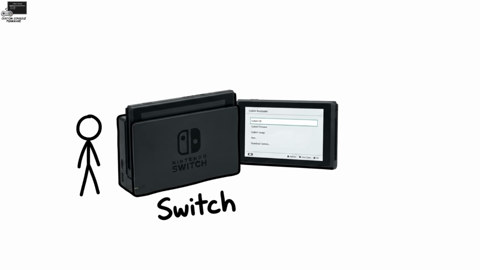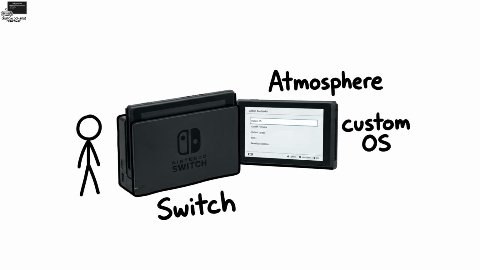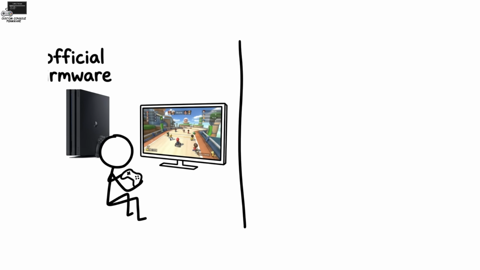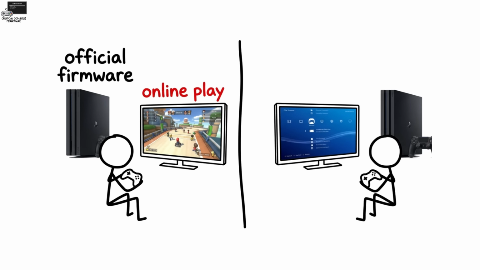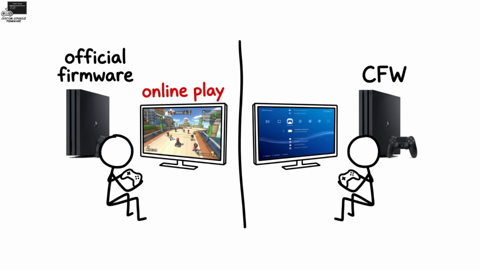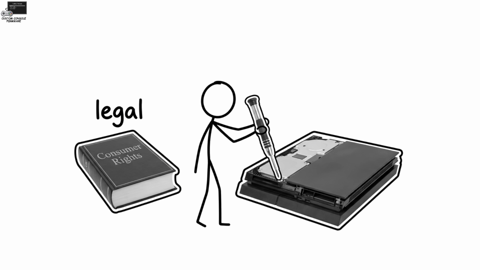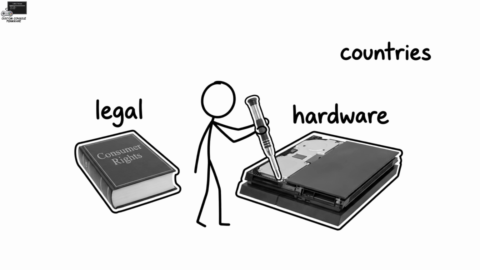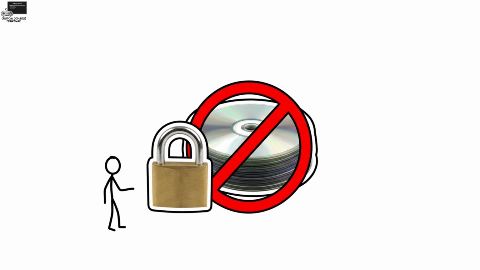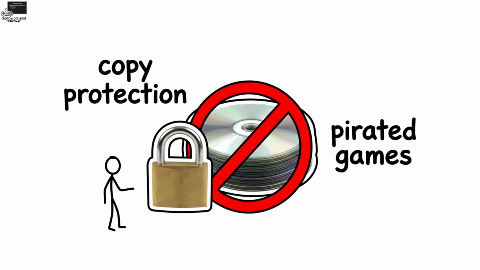On the Switch, tools like Atmosphere let users run a custom OS alongside the original. Boot into official firmware for online play, reboot into CFW for everything else. The legal situation is complicated. Modifying hardware you own is legal in some countries. But bypassing copy protection to play pirated games is illegal almost everywhere.